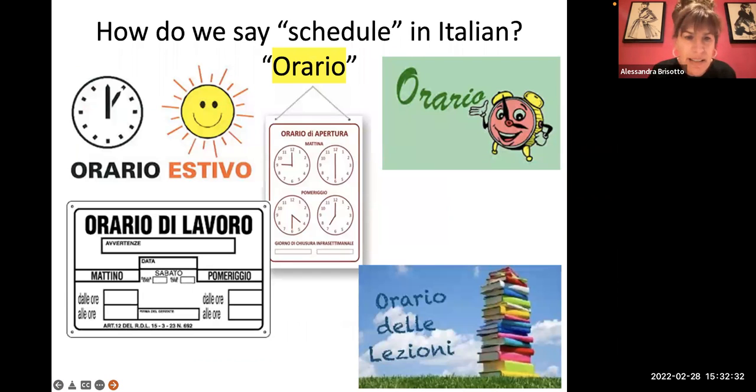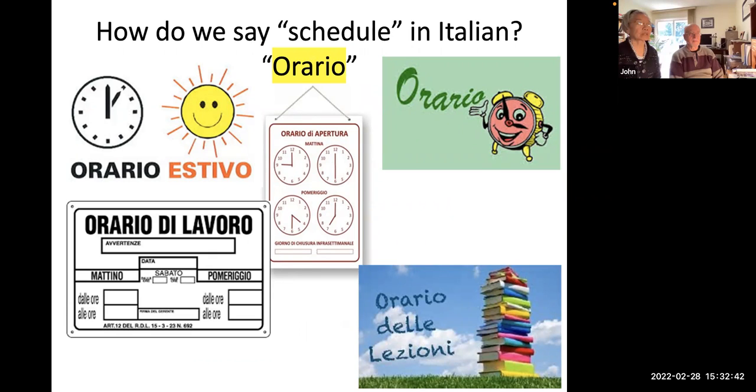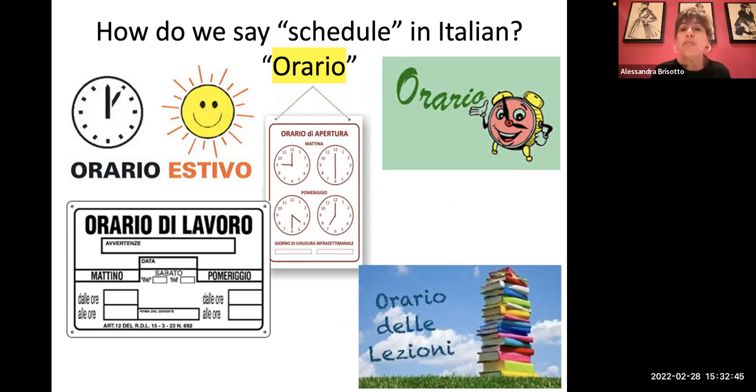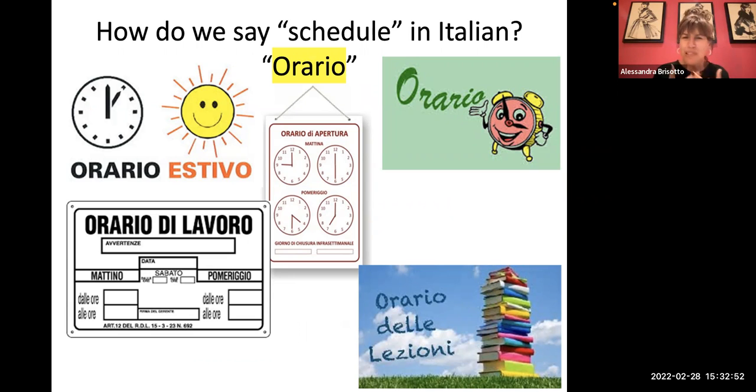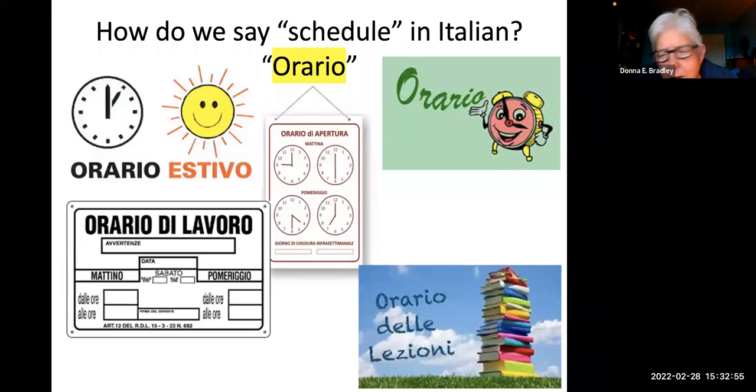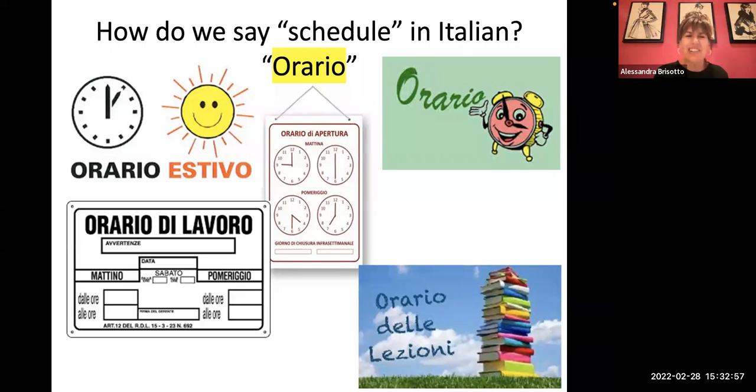So look at this PowerPoint here. In the conversation, there is the word orario, that is schedule. How do we say schedule in Italian? Orario. I know it's really difficult to pronounce. Orario, orario, orario. So what do you think this is? Orario estivo. What does it mean? Daylight time.